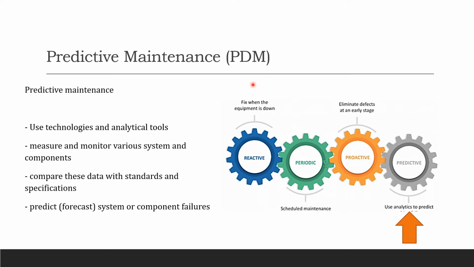Predictive maintenance, PDM. So what we do here is first we use the technology and analytical tools, and then we measure and monitor various systems and components, and then we compare the data with standards and specifications, and after that we predict or forecast the system or component failures. Okay, so in that way, if we are able to predict the failures, we are able to prevent them.